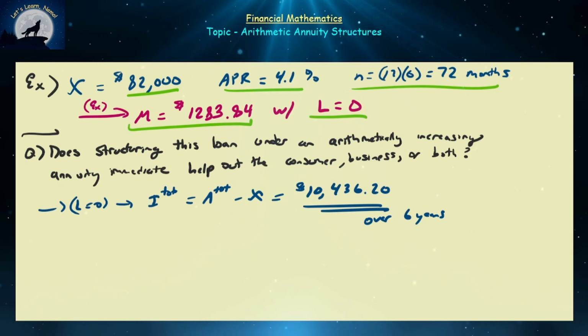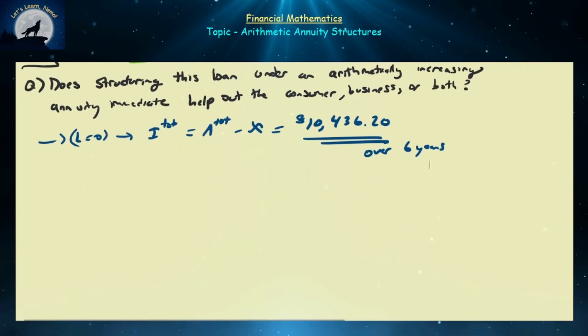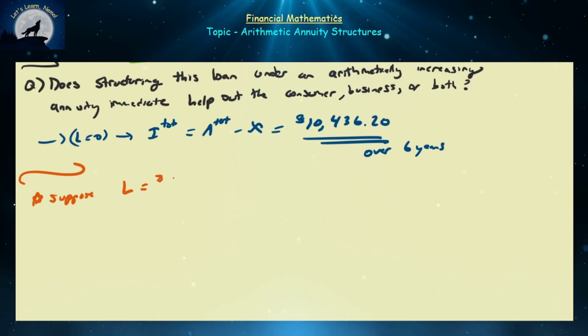Keep in mind, for an arithmetically increasing loan, our original payments will be smaller than usual because our latter payments will be larger. So it's pretty much like a sequence of drop payments and balloon payments that are offsetting one another. So let's assume, suppose that we want L to be equal to $5. So every single month, your monthly payment will increase by $5.